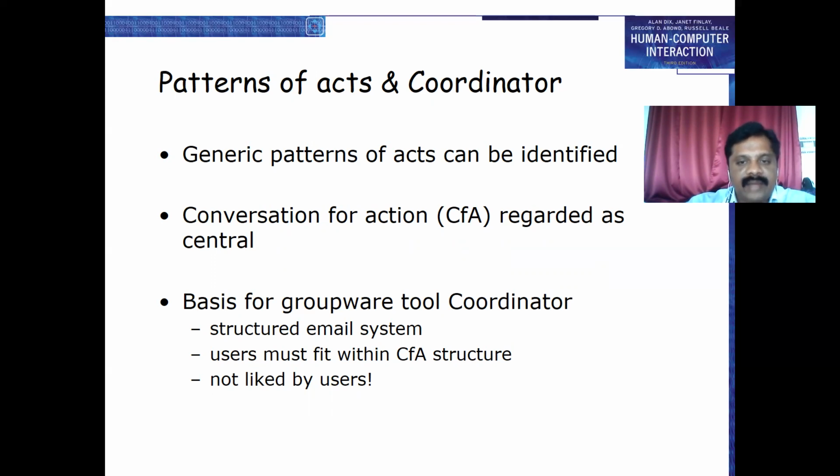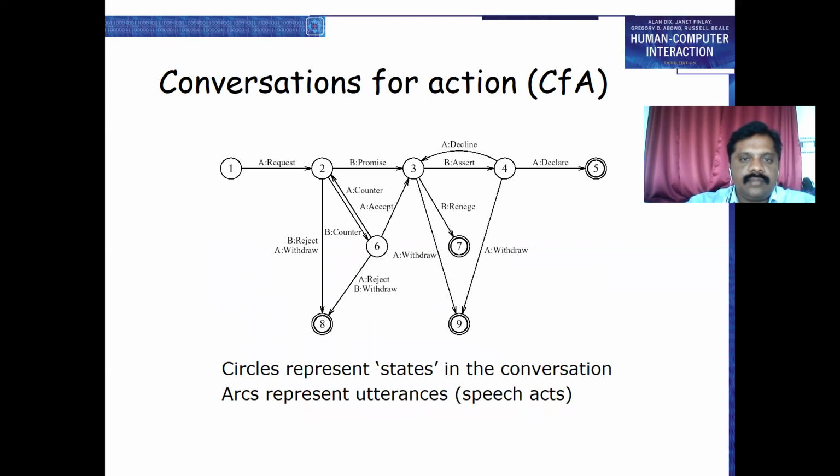Patterns of acts and the Coordinator. Generic patterns of acts can be identified. Conversation for action is regarded as central, the basis for a groupware tool, the Coordinator, a structured email system. Users must fit within a CFA, a conversation for action structure, which is not liked by users.